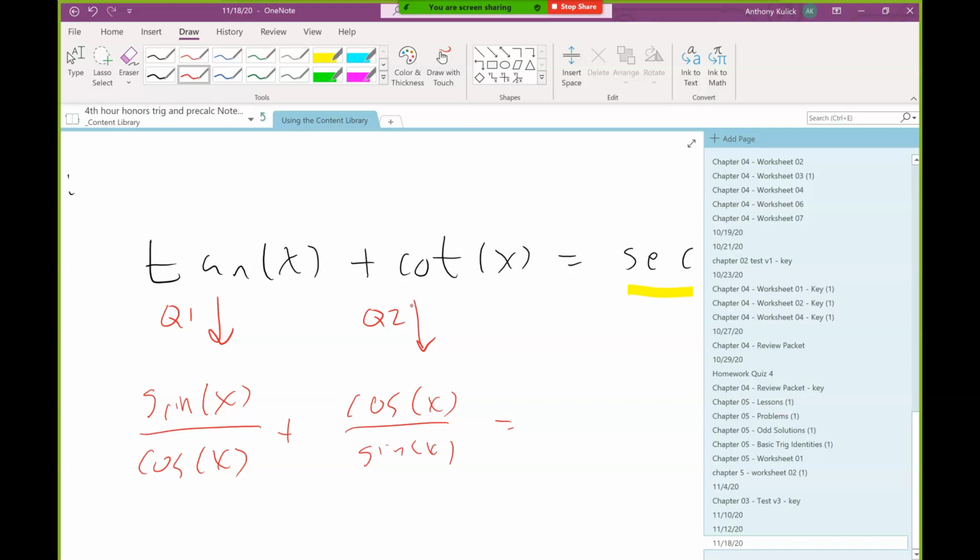So if you looked at your identity sheet, the only thing that has tangent in it with just sine and cosine is Q1. And the only identity with cotangent in it, with just sine and cosine, was Q2. So that's why I chose those ones, as they were the only ones that I could have used that had just sines and cosines in it. Is that okay? Sure. Okay. So now I have these two fractions.